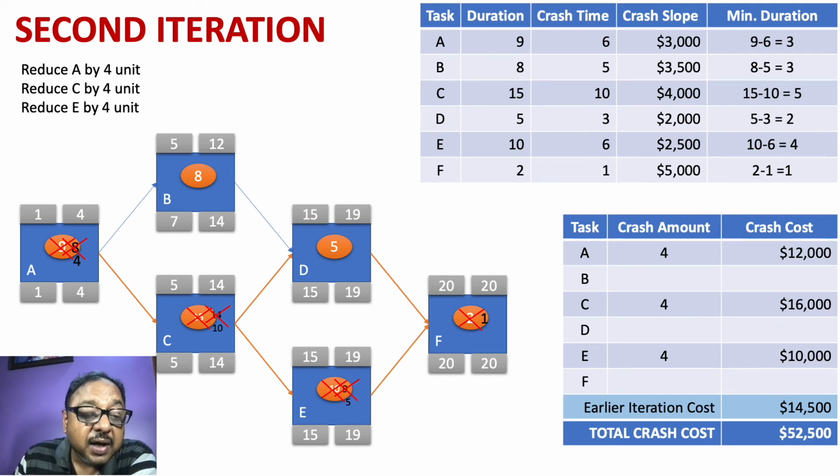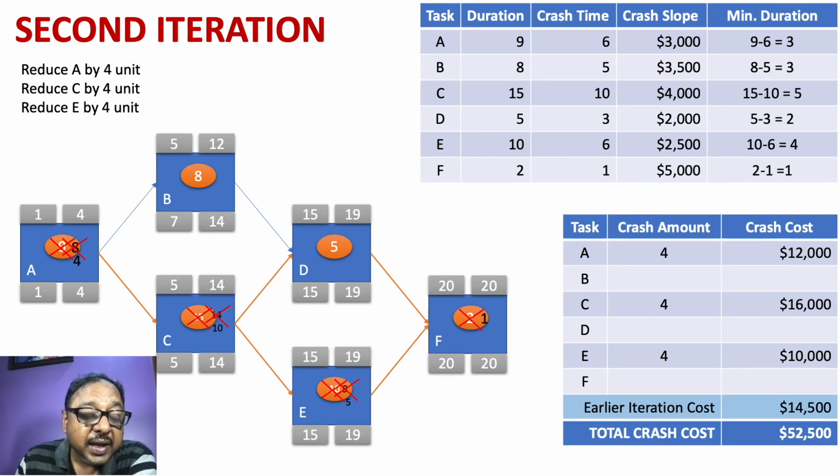In the first iteration, we saw that the critical path did not change. So the critical path still passes through A, C, E, and F. However, we note that we cannot crash the activity F any further because it has reached the minimum duration that is required to conduct this activity. So we can crash the activities A, C, and E. So this time I reduce the time of activity A, C, and E by 4 units each.